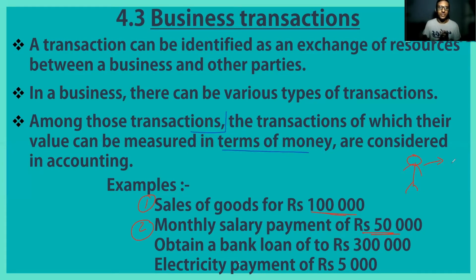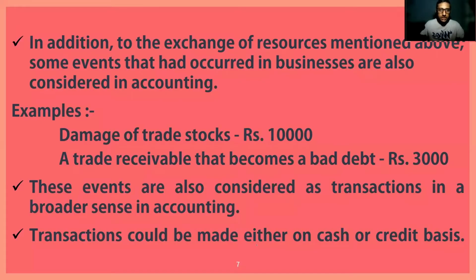Right, let's move. John, let me take the yellow color. And can we move this a little bit? In addition to the exchange of resources mentioned, some events that have occurred in business are also considered in accounting. Okay, some events, right? So we have already discussed some examples for transactions, and we also have some events which can be measured using a monetary value, right?